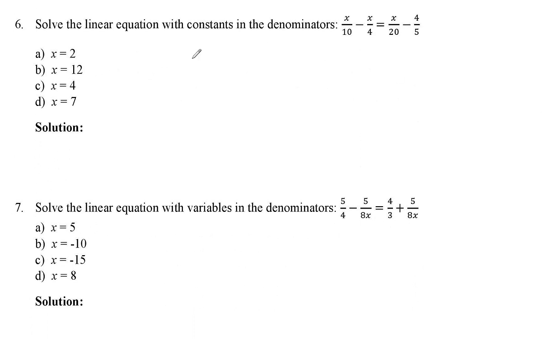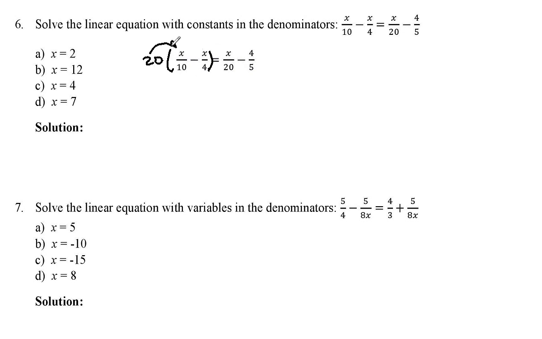And let's see, number 6, we're solving a linear equation with constants in the denominator. So we want to solve this equation for x. And whenever you have fractions like that, you want to get rid of those fractions. And you're going to do that by multiplying through by the LCD. Let me bring this equation down here. Let's see, least common denominator of everything is 20. Everything divides into 20. Okay, so let's multiply both sides by 20.